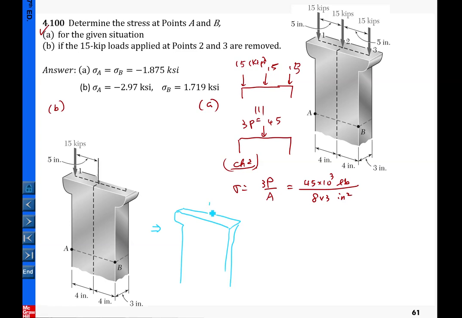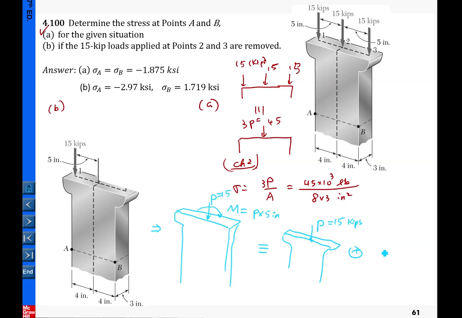That will be equivalent to the P applied here, and also P multiplied with this arm will induce a moment equal to P times 5 inch. Here again we apply the superposition principle. So let me take this and input into 3D here. So that is equivalent to P equal to 15,000 pounds.